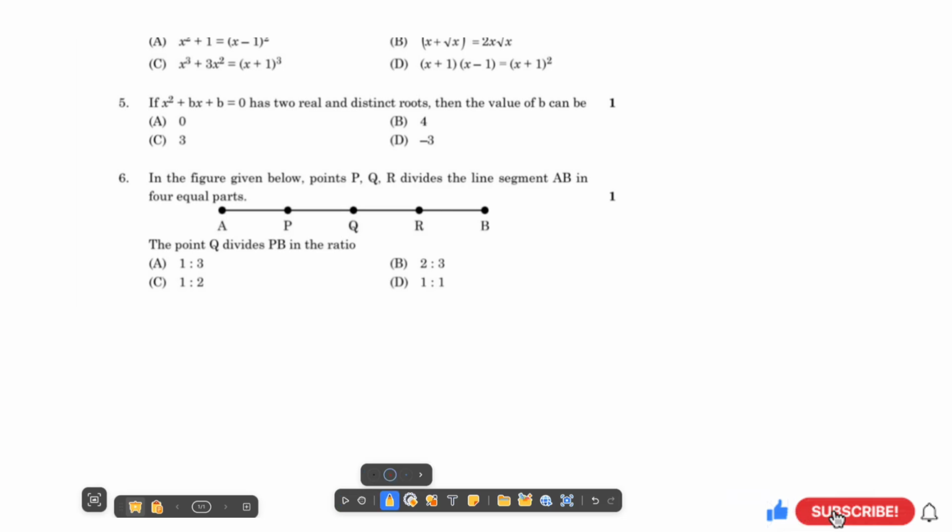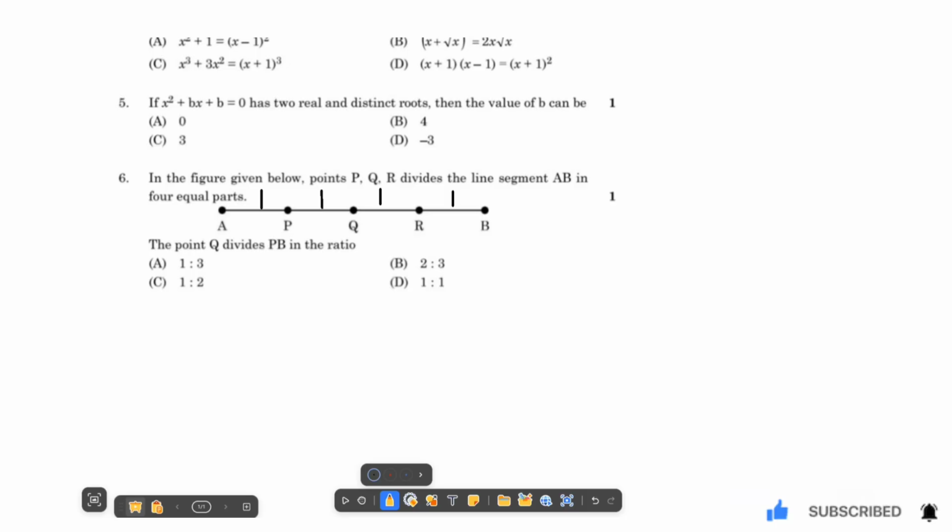Now let's see the sixth question. What is the sixth question? In the figure given below, points P, Q, R divide the line segment AB into four equal parts. Means the AP part, PQ part, QR part, and RB part are all the same, means the lengths are the same. So AP is one part, PQ is one part, QR is one part, and RB is one part. So P, Q, R divide AB into four equal parts.